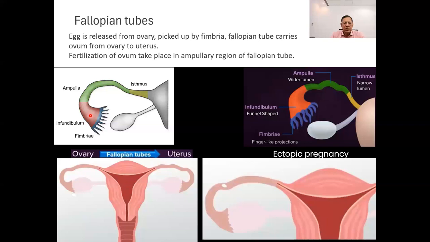Basically, the fallopian tube is divided into three parts. The one which connects with the uterus is called the isthmus. It is the narrower, proximal part of the tube, and it connects to the uterus. Then comes the ampulla. It is a little wider than the isthmus. It is the middle portion of the tube, and this is the portion where the union of egg and sperm takes place, meaning fertilization takes place. In the infundibulum, as we have discussed, these finger-like projections called fimbriae arise from the infundibulum, which is the funnel-shaped distal end of the tube, very close to the ovary. And these fimbriae will capture the egg, which is released from the ovary during a process called ovulation.